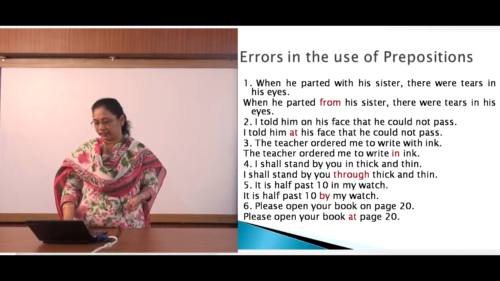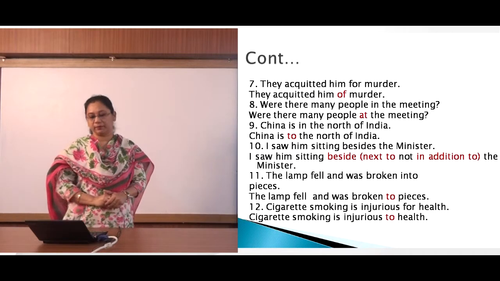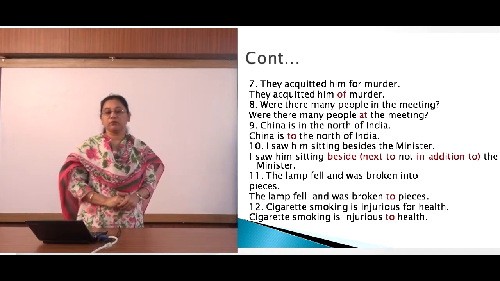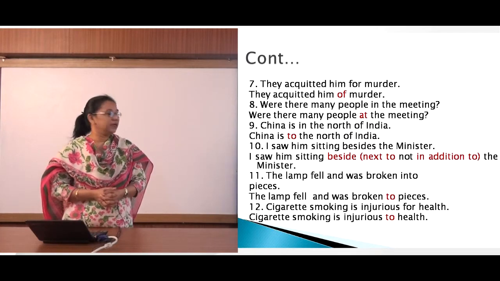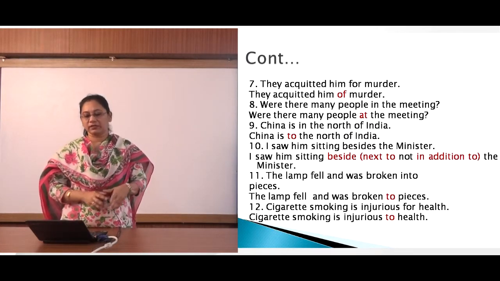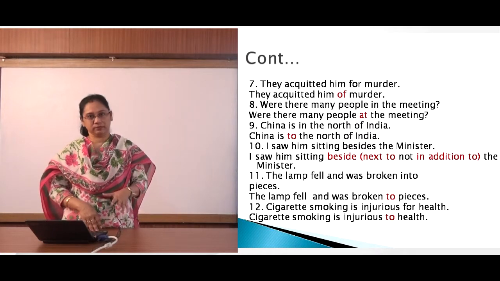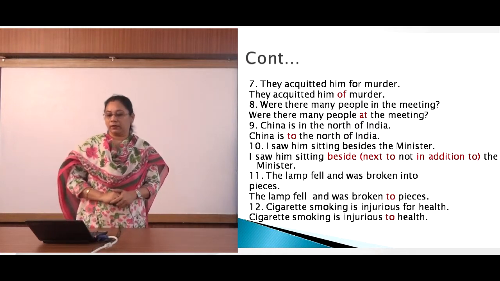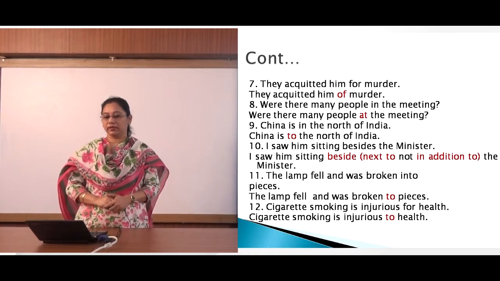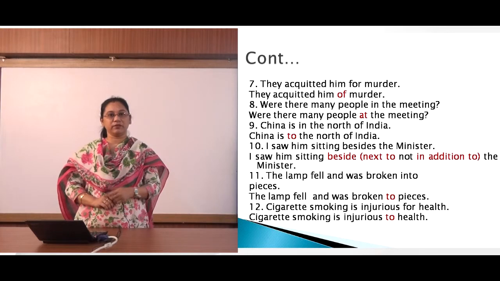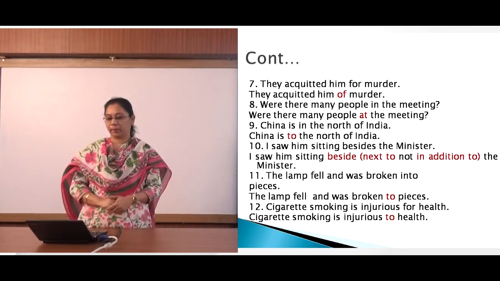I have a few more sentences. Just let's have a quick look at them. They acquitted him for murder, meaning he was jailed or imprisoned for murder. This is not for murder, but he was acquitted of murder. Is that clear? Were there many people in the meeting? Or were there many people at the meeting? We went to attend a meeting, so there were many people at the meeting.